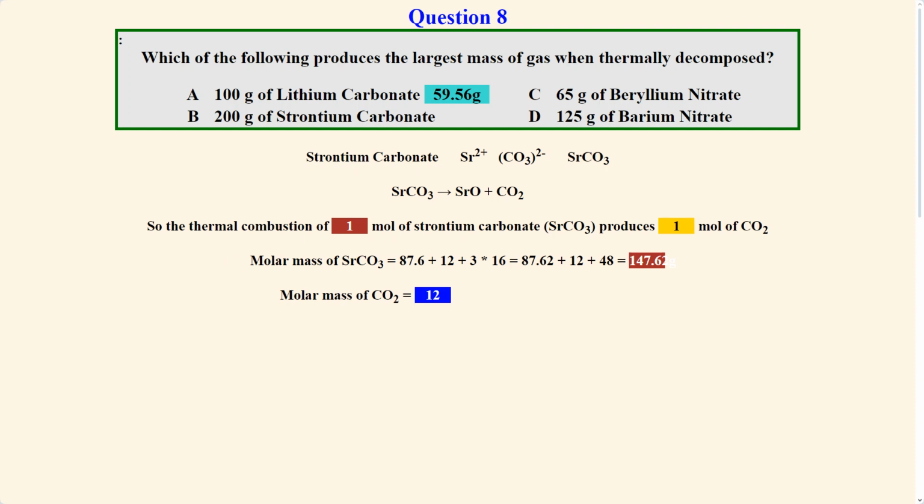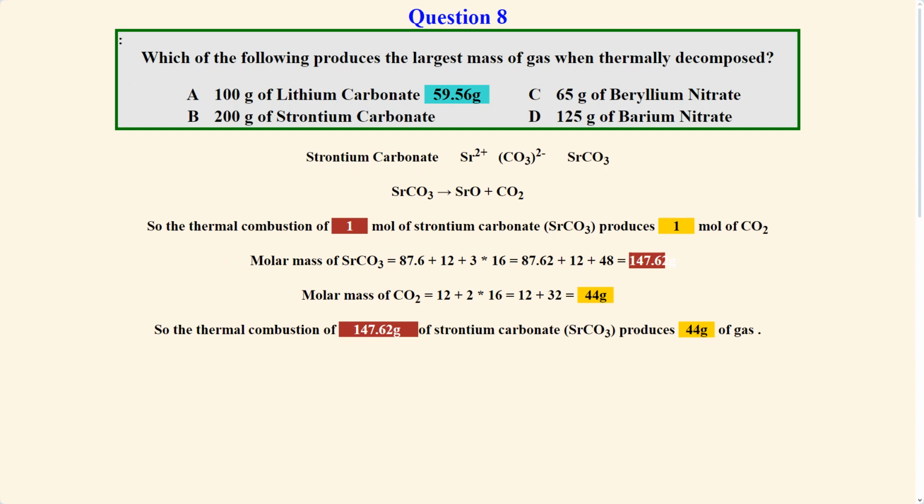Now let's look at the molar mass of the gas produced. Again, the carbon is 12, oxygen 16, and we've got 2 atoms of it, so 2 times 16, add everything up, and we get 44 grams. So from the equation, we've got 1 mole, 147.62 grams of the strontium carbonate, producing 1 mole of CO2, in other words 44 grams of the gas.